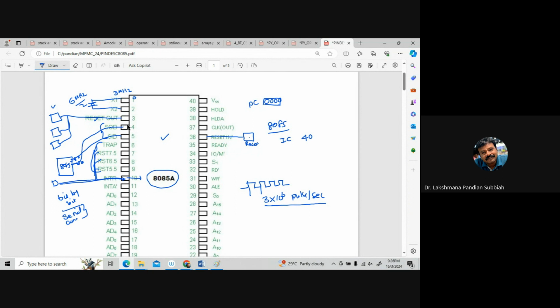Then if the interrupt is going to be serviced by the processor, it will send the acknowledgement, saying I am servicing the interrupt. So that is the communication we are having here.